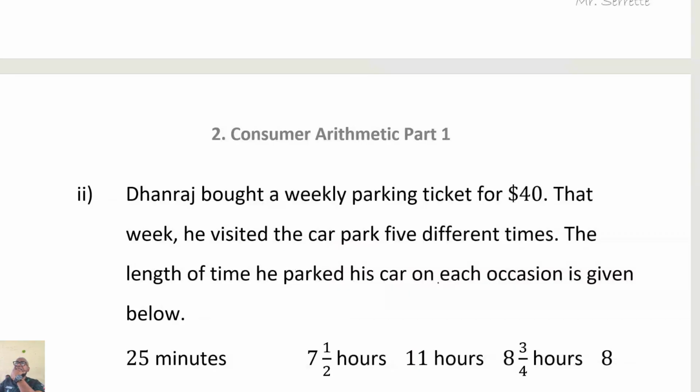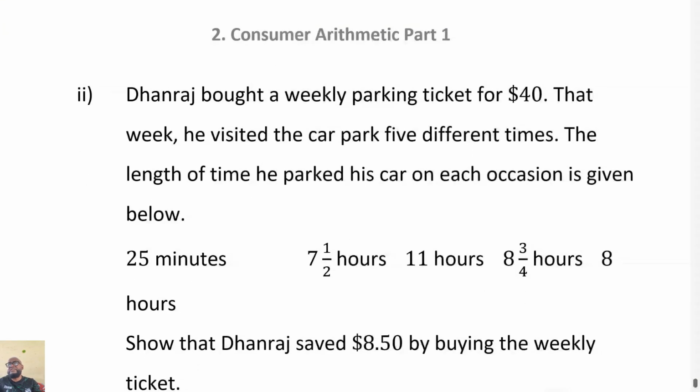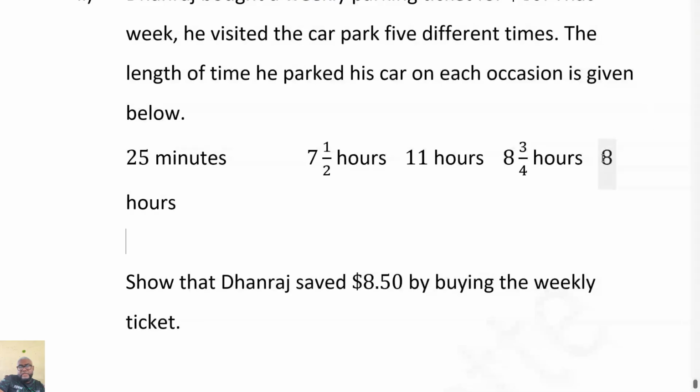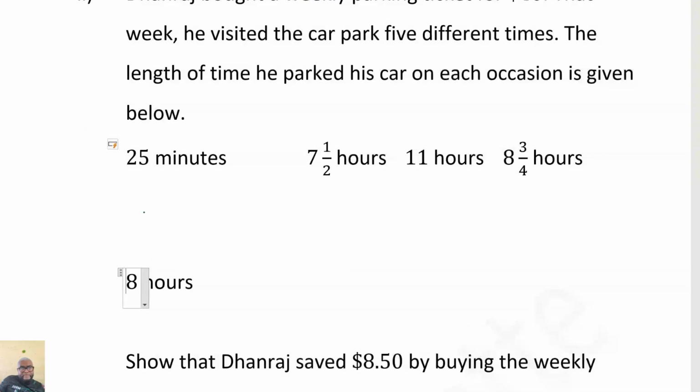Danraj visited the car park 5 different times. The length of time he parked on each occasion is shown below. Show that Danraj saved $8.50 by buying that weekly ticket. So this one is under 2.5 hours, and that will be free. This will be free. 8 hours. Let me send this down. Right. So I know this is free. This is free. 7.5 hours as well. It's $9.25. Okay, sure.